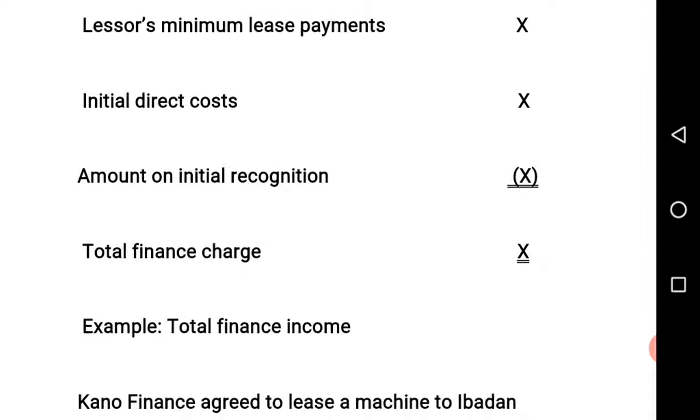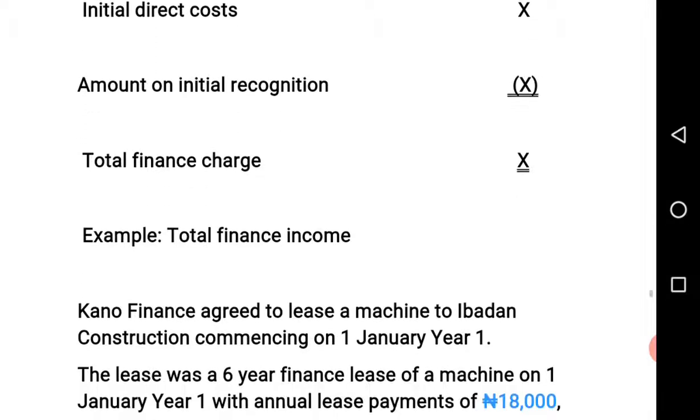The initial direct cost should be in brackets there, so also amounts on initial recognition in brackets, then the net value is the total finance charge. We have an example here.